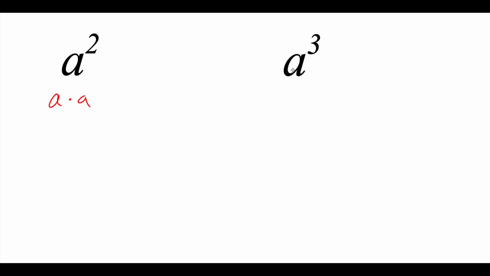So if we looked at a to the third power, or a cubed, that would mean that we're taking a times a times a. And we would need three a's being multiplied together in there because of that third power.